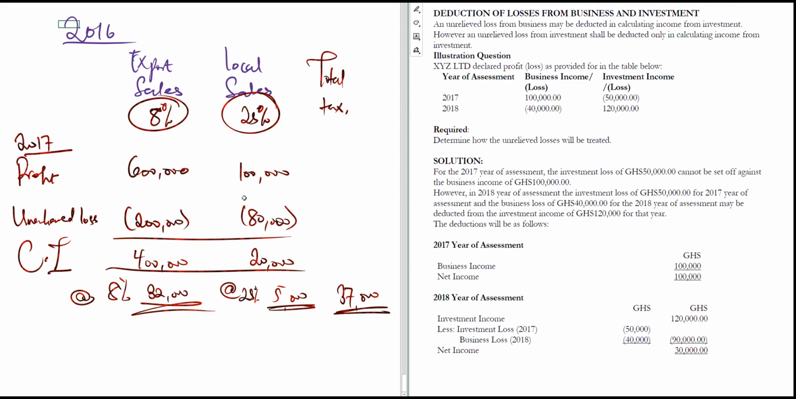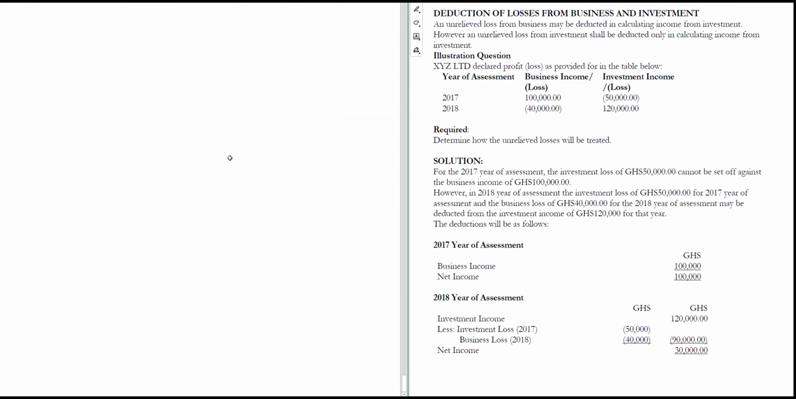Now, let's deal with the final part of losses. Then we look at long-term contracts. Then we close. So, deduction of losses from business and investment. An unrelieved loss from business may be deducted in calculating income from business. However, an unrelieved loss from investment shall only be deducted in calculating income from investment. What does that mean? It means that if you have a loss from business, you can deduct it from your investment income. If you have a loss from investment, you can also deduct it from investment income.